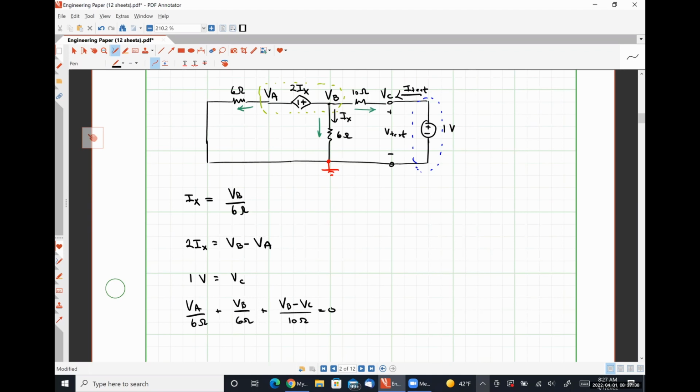What I'm going to do here is substitute in VC equals 1 volt into this third equation. And then I'm going to use this guy, and this guy as my system of 3 equations. So my unknown quantities will be VA, VB, and IX, and then solve that system.